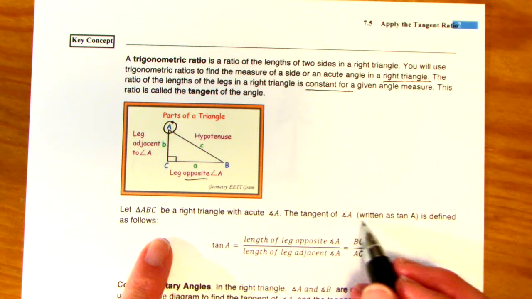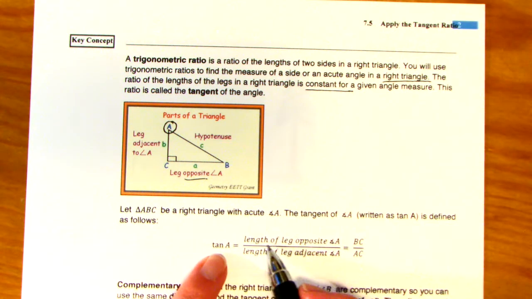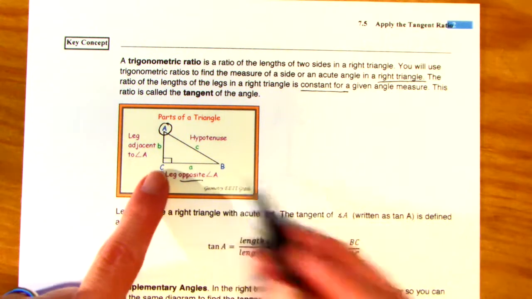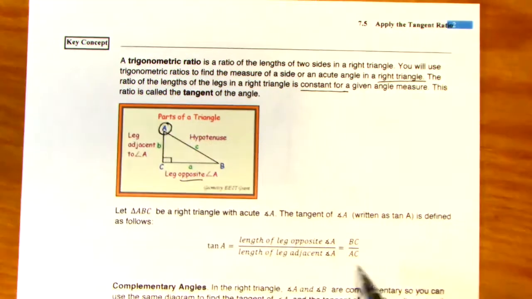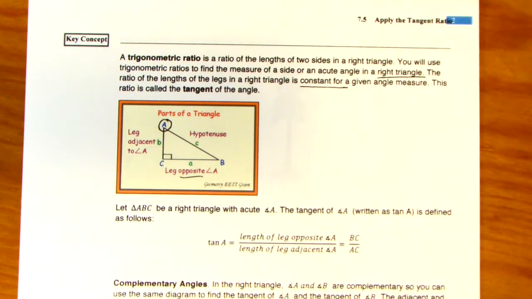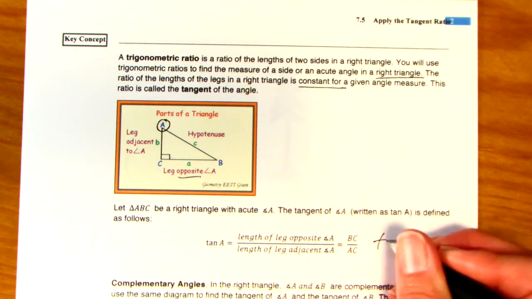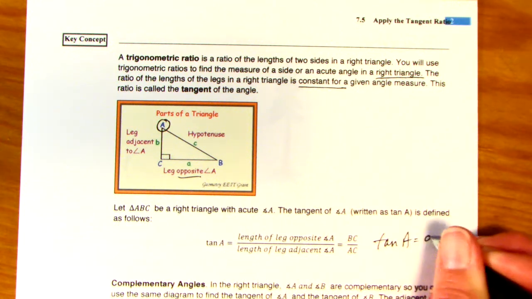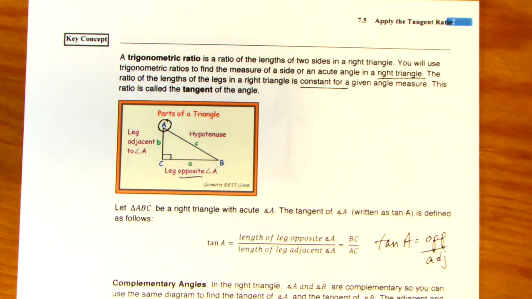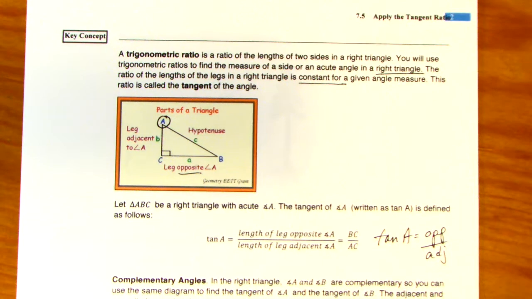The tangent of A, written as tangent A, is defined as follows. Opposite over adjacent. So the length of the leg opposite over the length of the leg adjacent. So if here's A, opposite would be BC, adjacent would be AC. You can use the little letters too, a over b if you wanted. Okay, so what I'm always going to do is tangent of A is equal to opposite over adjacent. So I'm going to write it like that. Okay. Hypotenuse I would abbreviate as HYP.